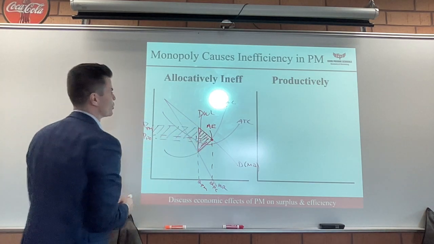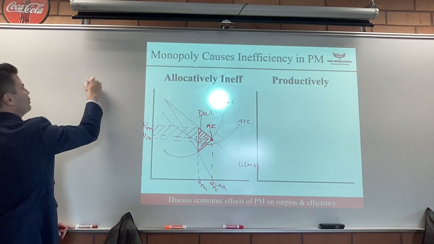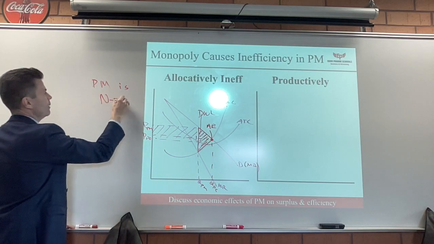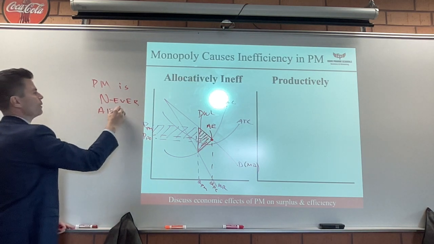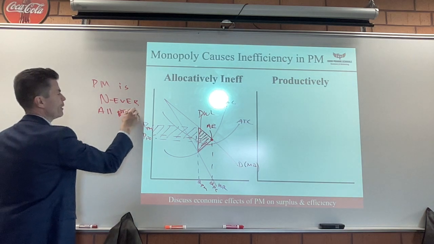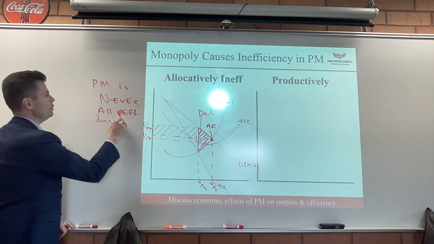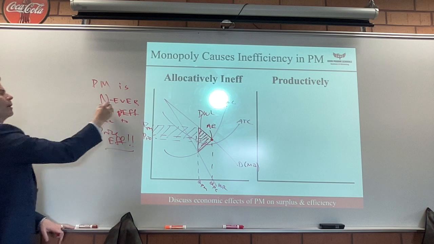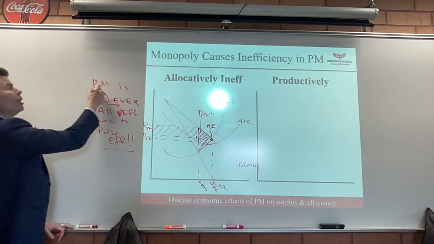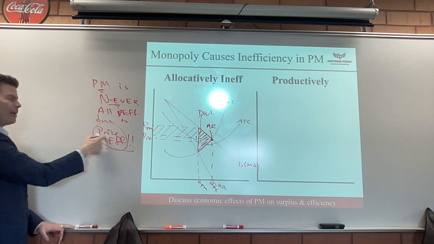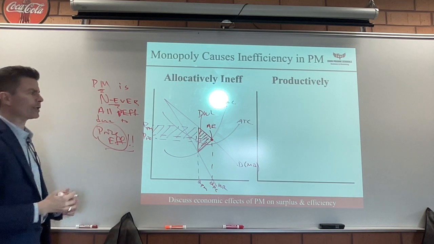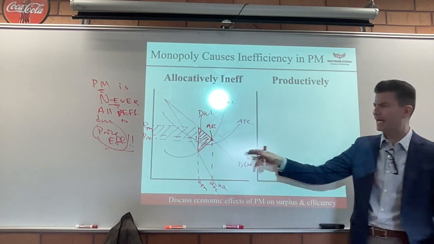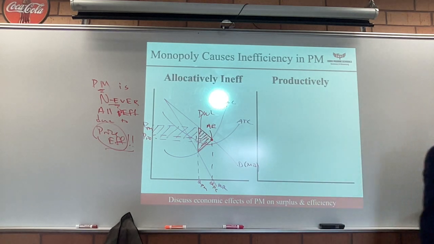And so the moral of this story is that a pure monopoly is never allocatively efficient due to the price effects. They're never allocatively efficient. A pure monopoly, a price maker, has the price effect, they cannot be allocatively efficient. They can't be, because the MR is going to be less than the demand curve, and allocative efficiency is where demand equals marginal cost.